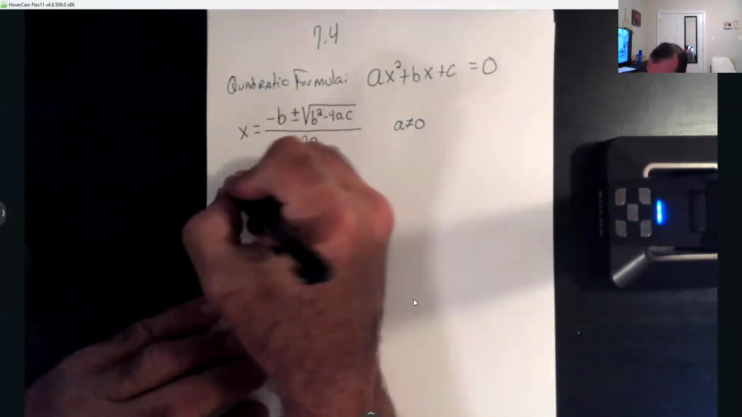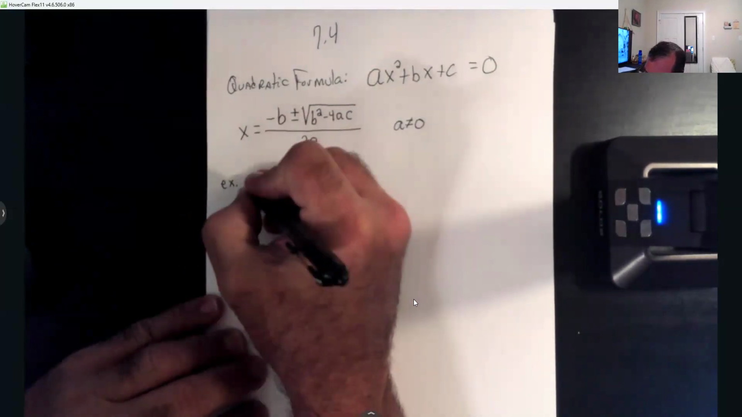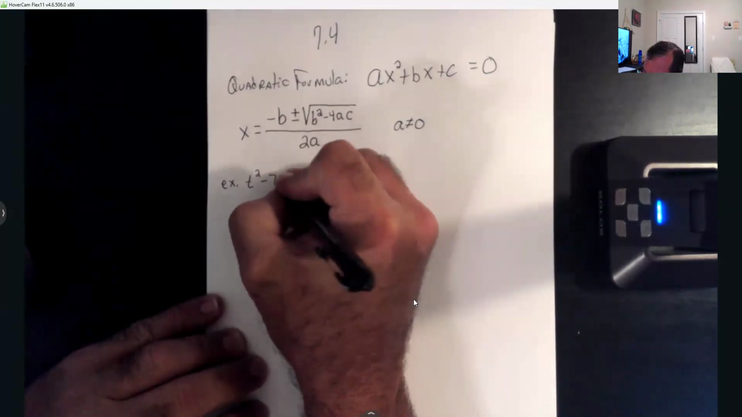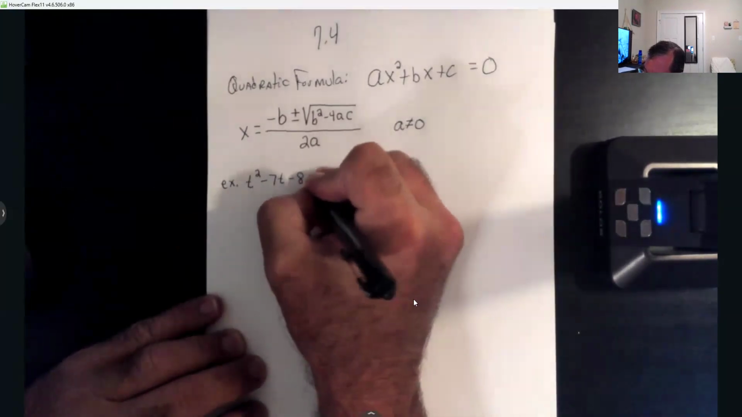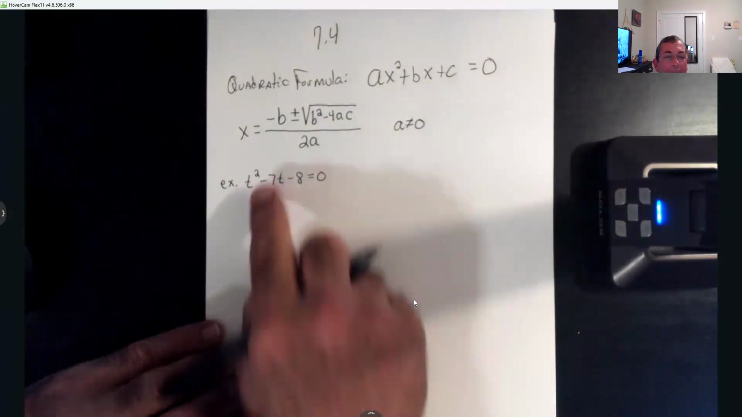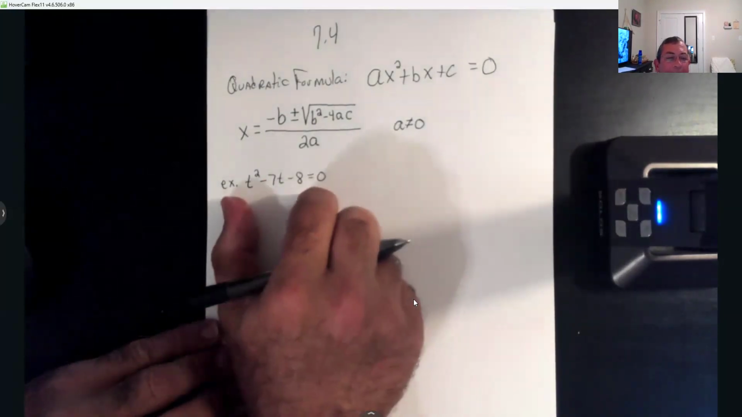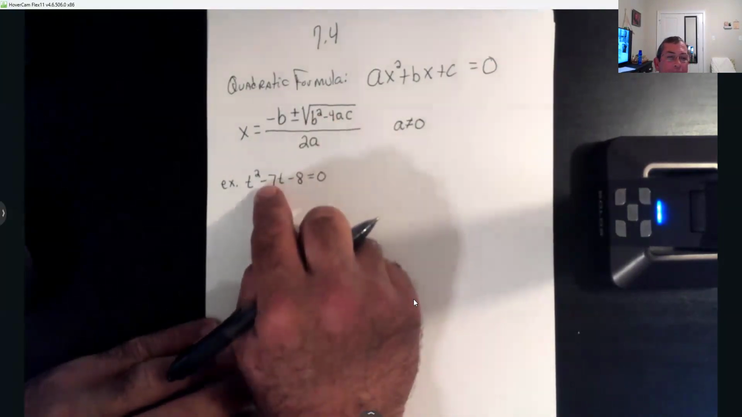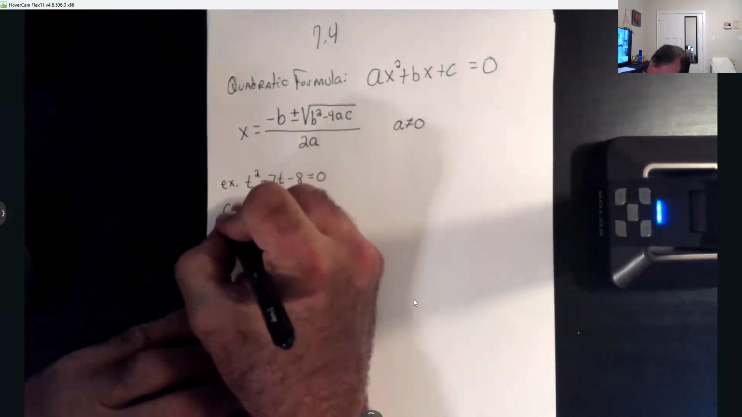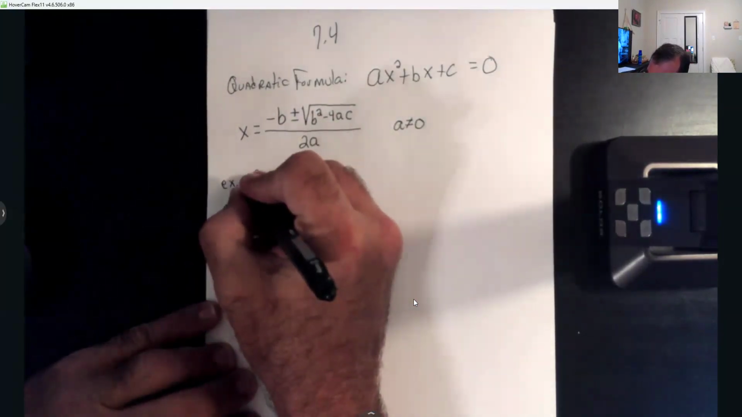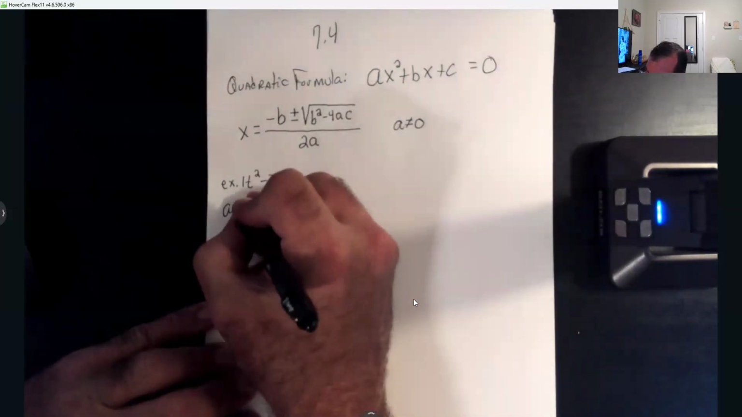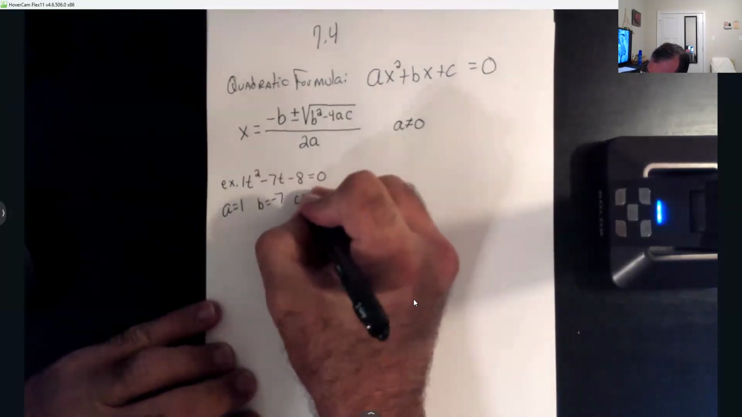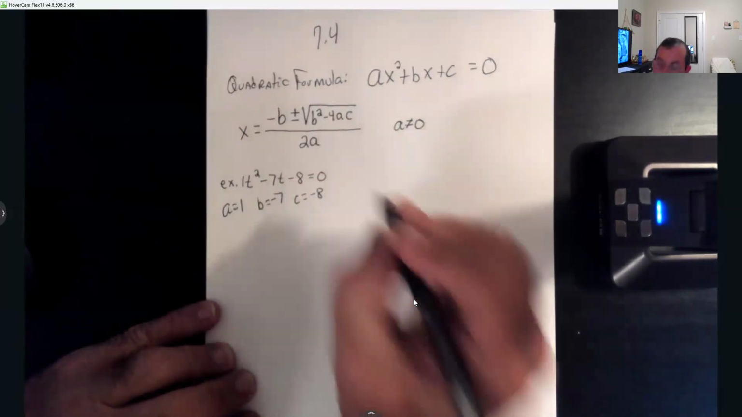All right, so I'm just going to show you one example real quick. Remember that one I had? T squared minus 7t minus 8 equals 0. Y'all remember this one? We factored it a while ago, but I'm going to actually use the quadratic formula to solve it. So for me, there's no number here, so I would treat that like a 1. So A is 1, B would be the -7, C would be the -8.